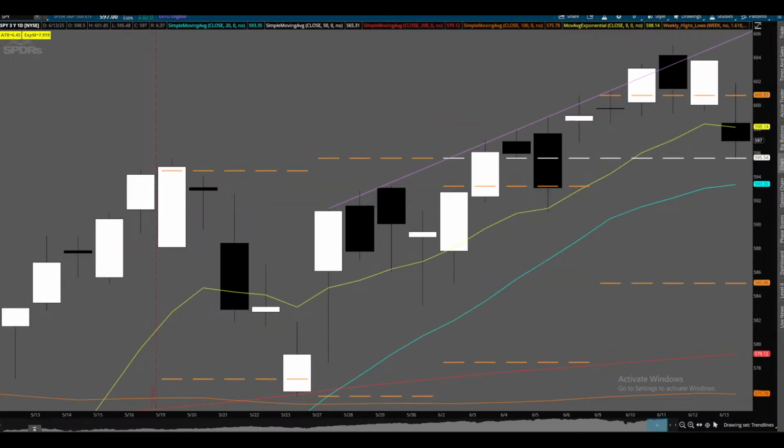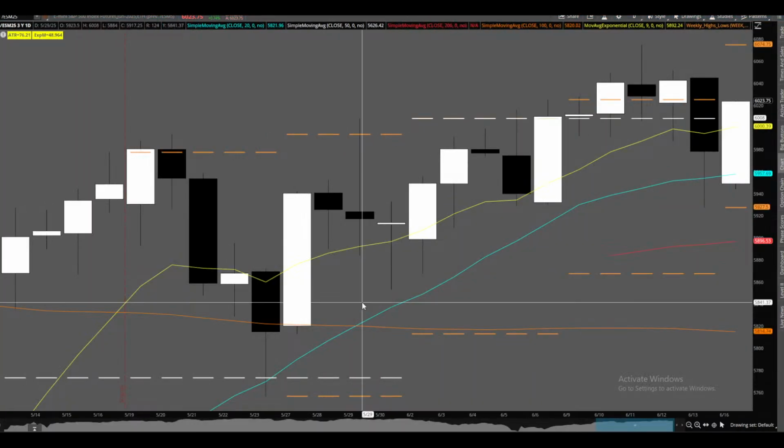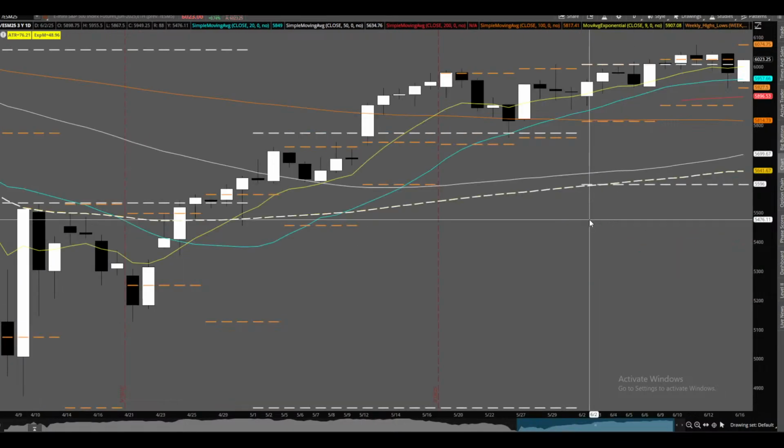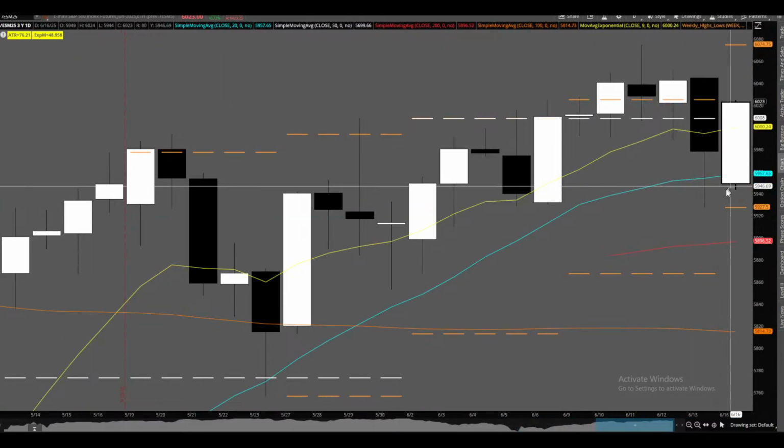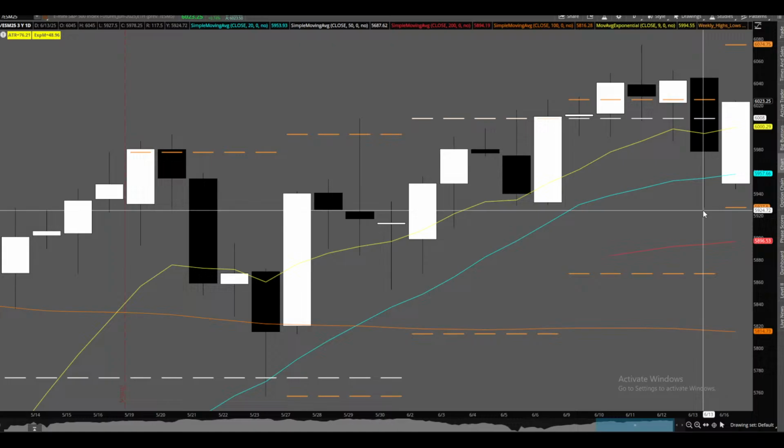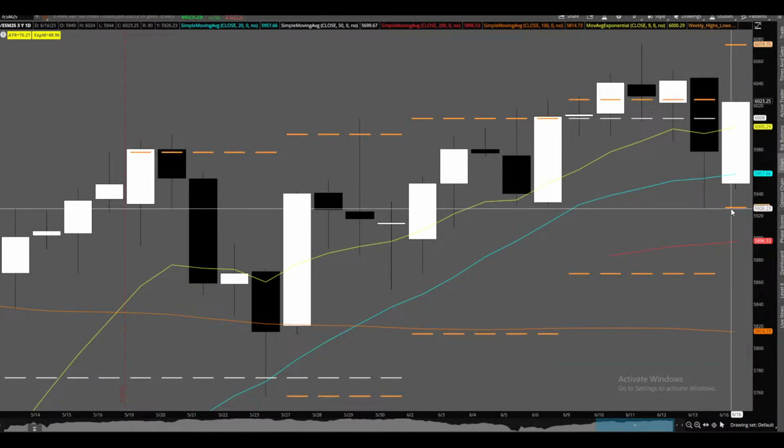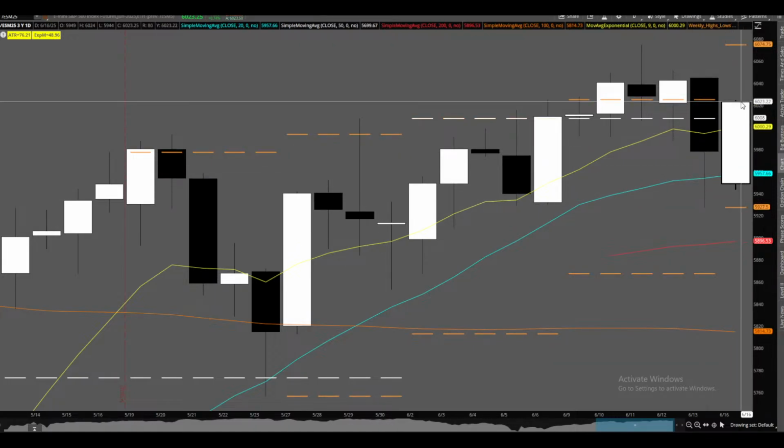If you look at futures, you can see right here, pretty nice move back. It went all the way down here, and now all the way back here.